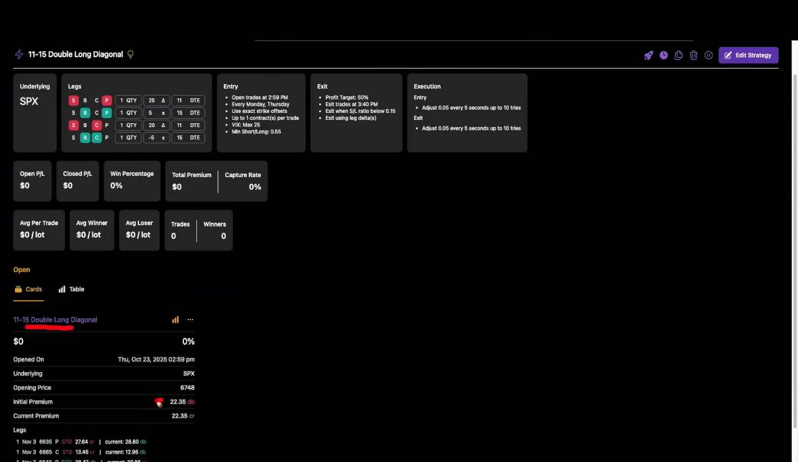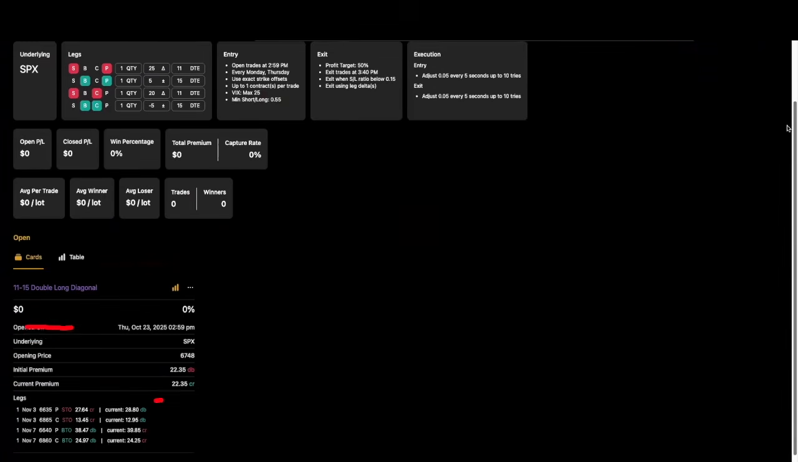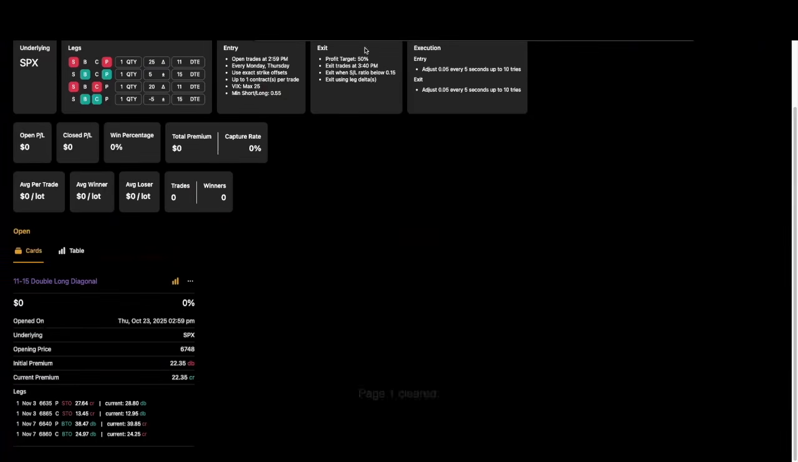Initial premium, $22.35. Scroll this down here. And then you could see exactly here what strikes I sold, what strikes I bought. This is the debit. So it's been on for less than an hour. It gives you the opening price of SPX. This is what I paid for it and all of that.